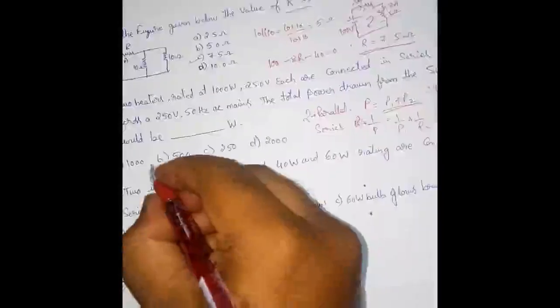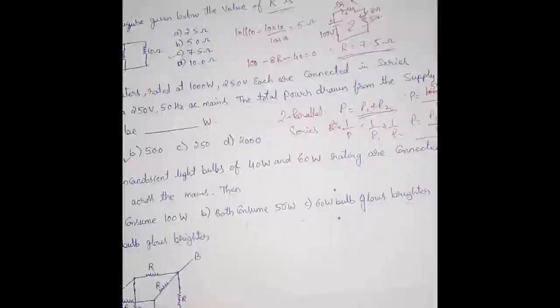So you can cancel the 2, and this is 500. So the answer will be 500 watts. The thing you need to understand about parallel and series: power in parallel will be added, power in series will be reciprocal. 1 by P is equal to 1 by P1 plus 1 by P2 plus 1 by P3, and so on.